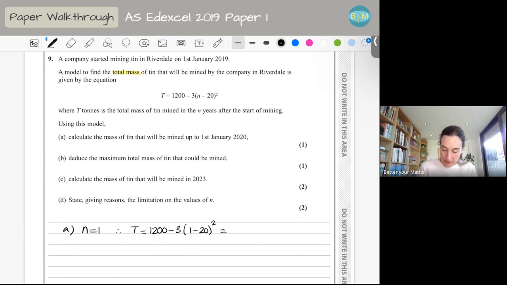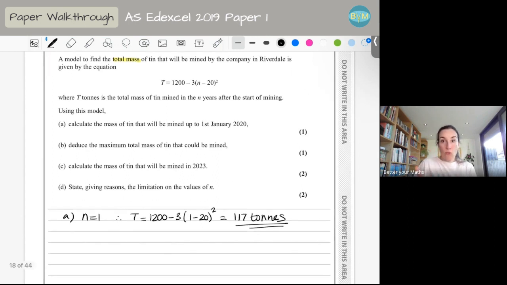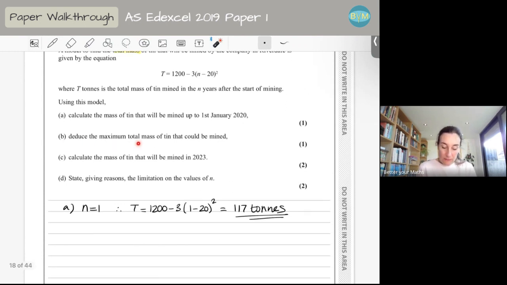I get 117 tons. Do you understand why I substitute n by 1? Yeah, because it's 1 year and they are asking me a very, very simple question. Then, deduce the maximum total mass of tin that could be mined.